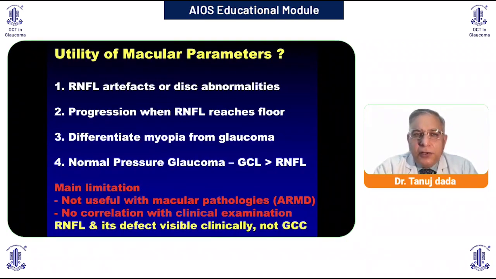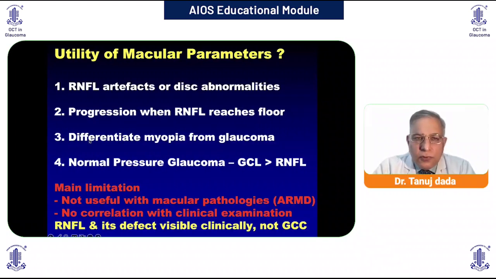There is a special utility where the macular parameters are useful over and above the retinal nerve fiber layer. This occurs in patients who have artifacts of the retinal nerve fiber layer, or there are congenital disc anomalies. When the retinal nerve fiber layer has reached a floor, that means there is an advanced glaucoma, and the entire retinal nerve fiber layer has already reached a level beyond which there is no progression. So here the ganglion cell can be used to assess progression.